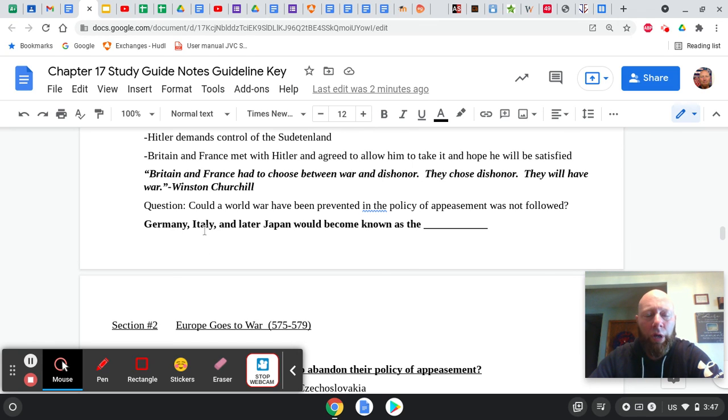Okay, so we have our three bullies now. Actually, we've talked about two: Germany and Italy, and later we will get into Japan in section 3, and they would become known as the Axis powers.